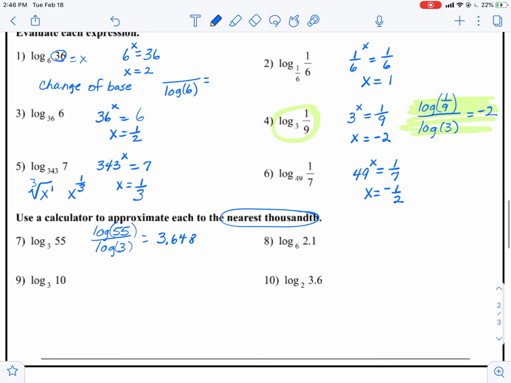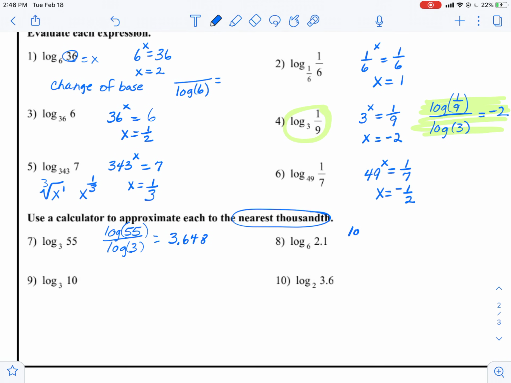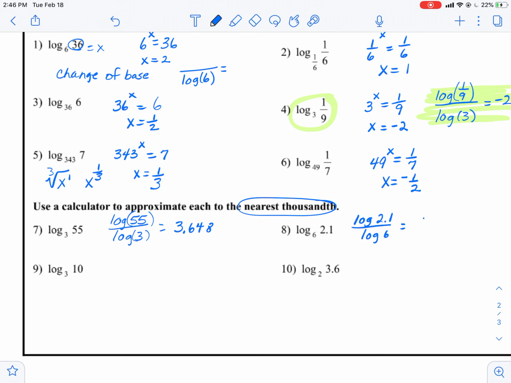Number 8. Okay, so this would be log of 2.1 divided by log of 6. Now, I don't put the parentheses in there. I just know that when I put it into my calculator, I need those parentheses. And again, as I said, most of your calculators will open a parenthesis. You just got to be sure you close it. So I get, and always double check my values, 0.414.